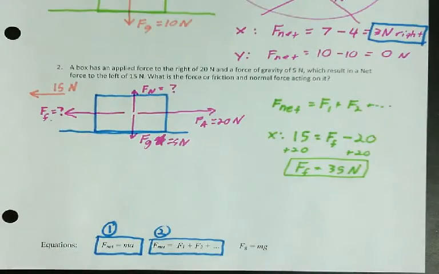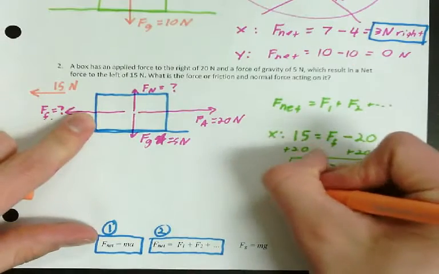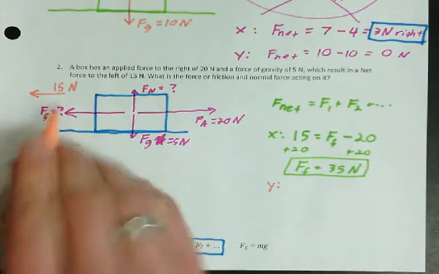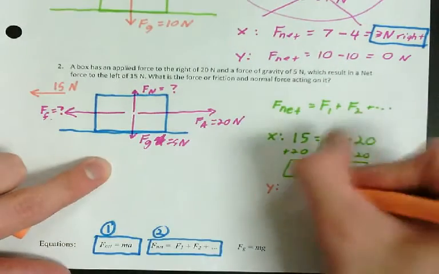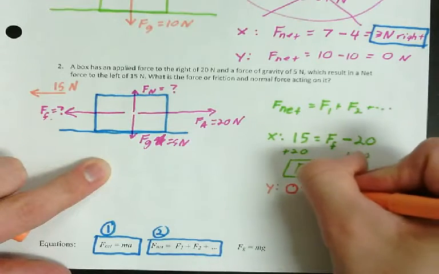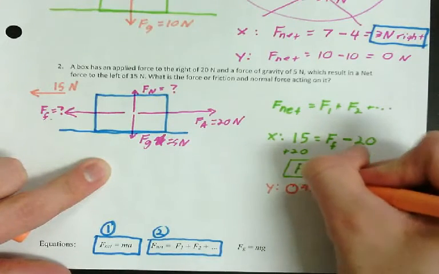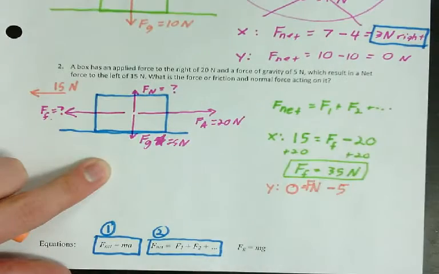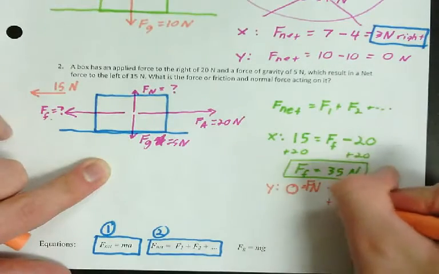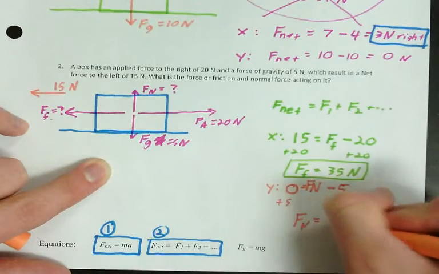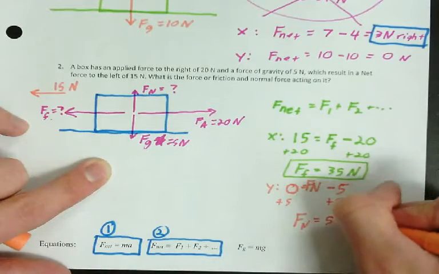I'm going to do the same thing now with the y direction. The net force is 15 to the left, which means up and down it's 0. And that's normal minus gravity, which is 5. Add 5 to both sides. The normal is 5 newtons.